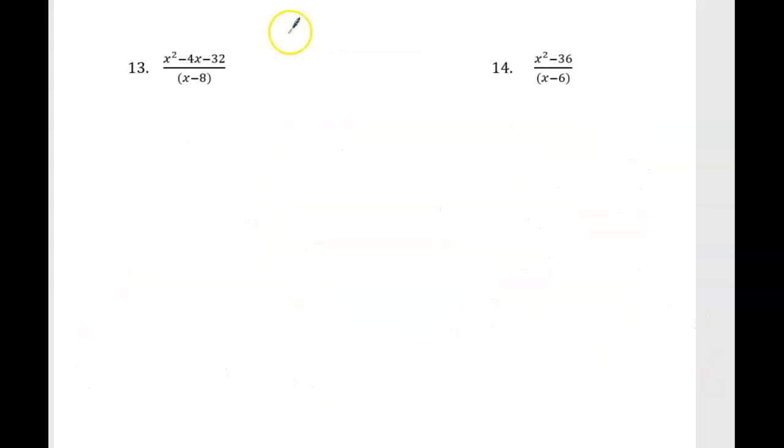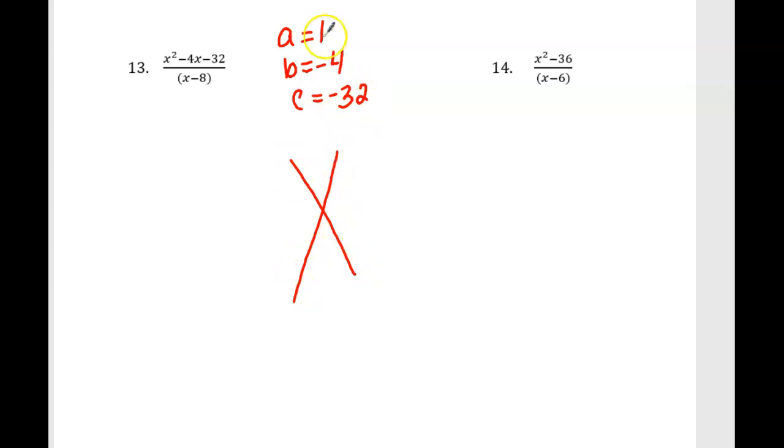All right, again, our a is 1, b is negative 4, and c is negative 32. I'm going to make my x. A times c is negative 32, and I've got a negative 4 down at the bottom. Okay, my coefficient's 1, so I know one of my factors is negative 8. The other one is going to be positive 4. That would make it work.